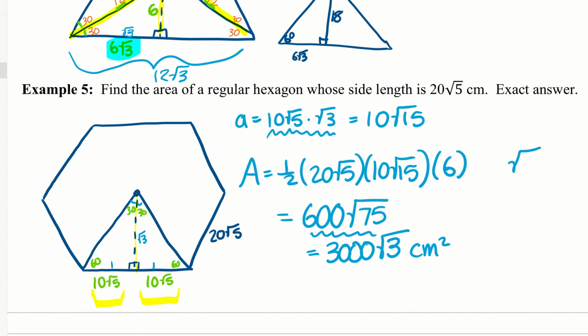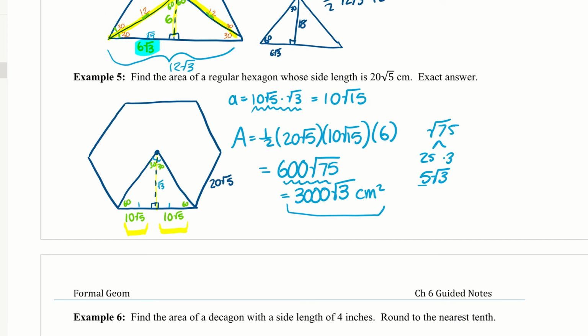But the square root of 75 is really 25 times 3. So I can take the square root of 25 and pull it out, and get that this is 5 root 3. And then I'm just multiplying 5 times 600 to get a final answer of 3,000 square root 3 centimeters squared. That's a pretty big hexagon.